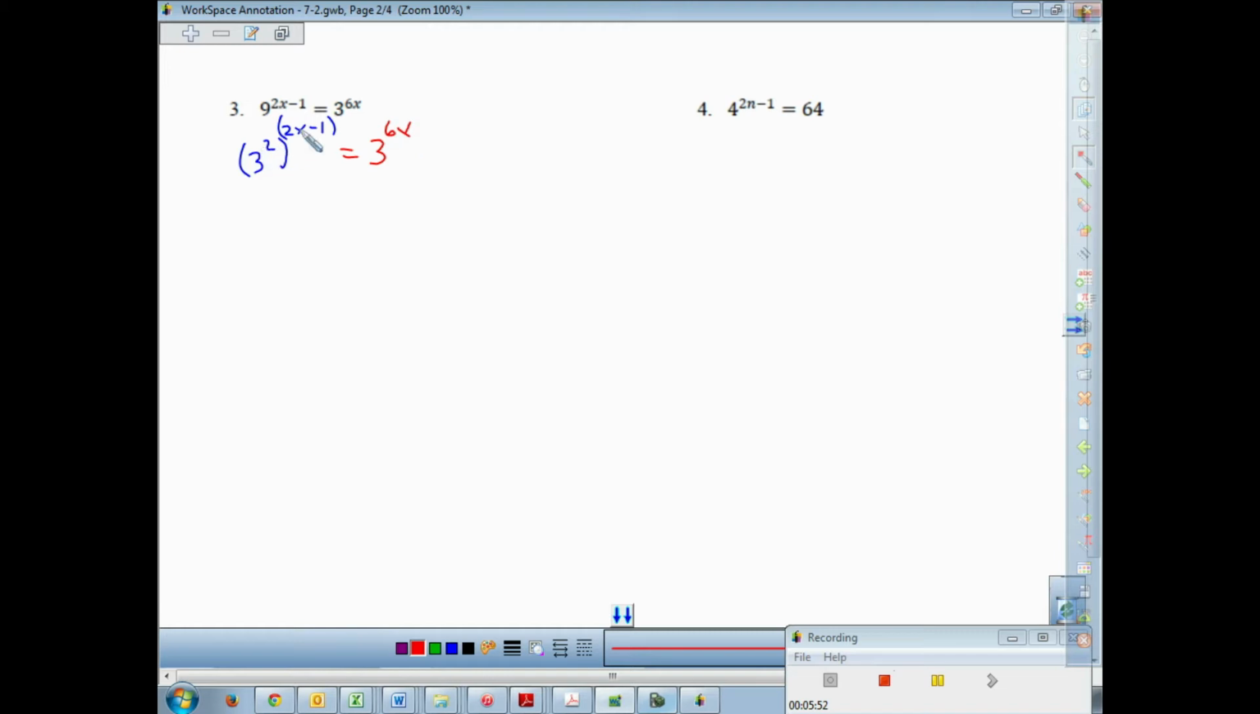As 3 squared to the 2x minus 1. I like to put that 2x minus 1 in parentheses. That helps me realize I got to distribute when I do the power to a power stuff. So that would be 3 to the 6x minus 2, right? Is that right? Sorry, my bad. I was looking at something else. Thank you. 4x minus 2. Thank you. And that should equal 3 to the 6x. They are both of the same base 3 now, right? So let's set the exponents equal to each other. And then subtracting 4x.